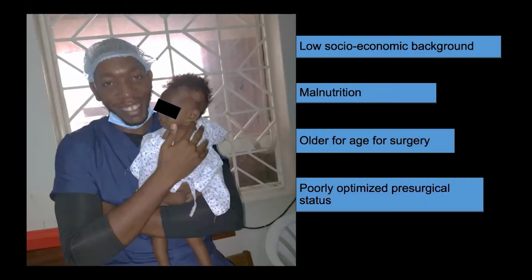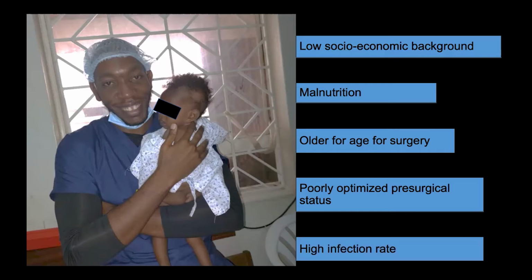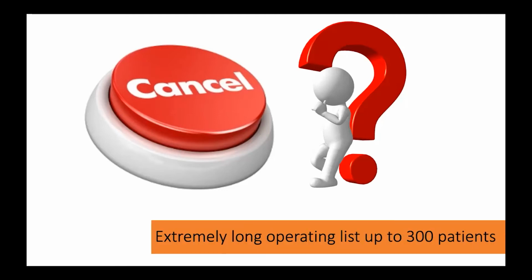Because of that, they tend to be poorly optimized pre-surgically, and so concerns regarding provision of anesthesia start to arise. The challenges these children experience also include infections, especially respiratory tract infections and malaria. In most instances, we have to decide whether we should cancel the case or proceed. However, we have to understand that due to extremely long operating lists of more than 300 patients, canceling one case leads to a huge delay in provision of services for the remaining patients who actually need these surgeries.